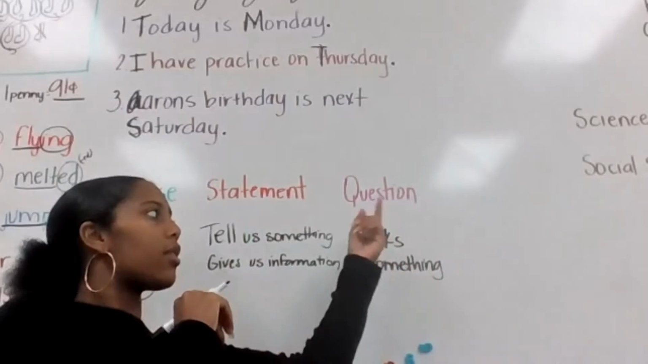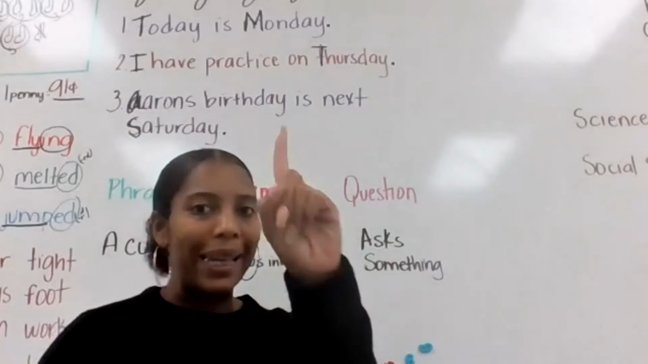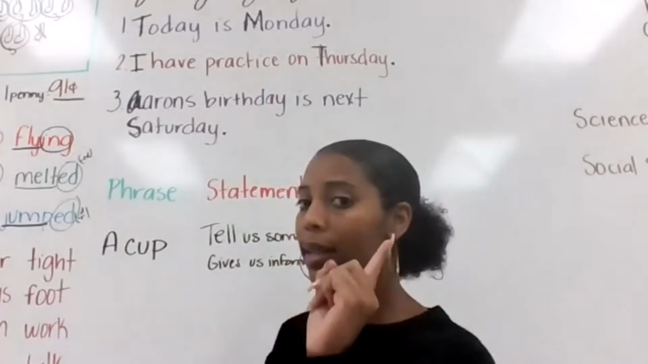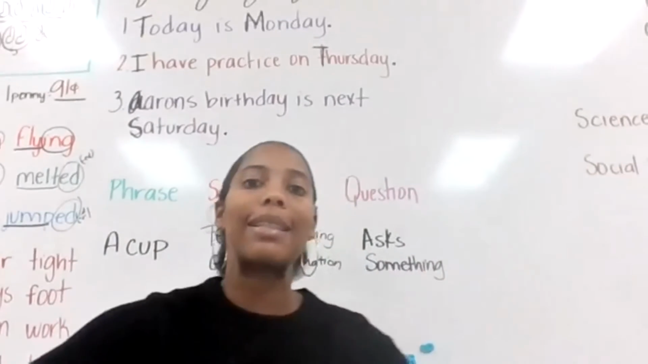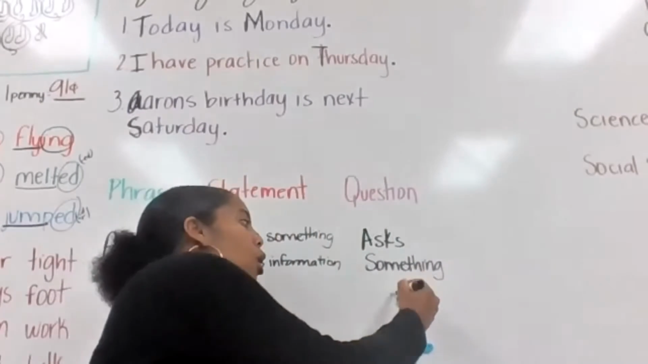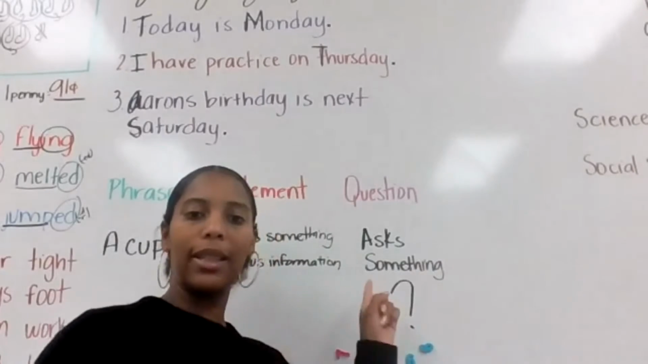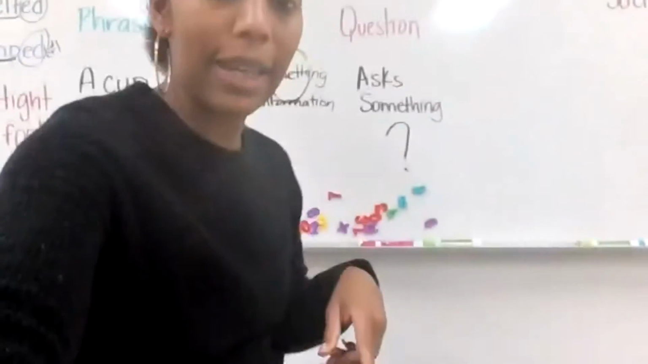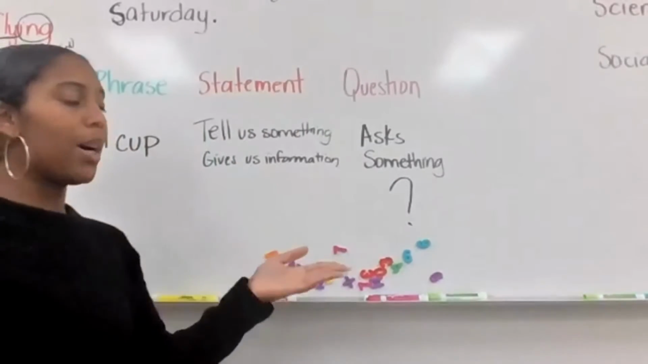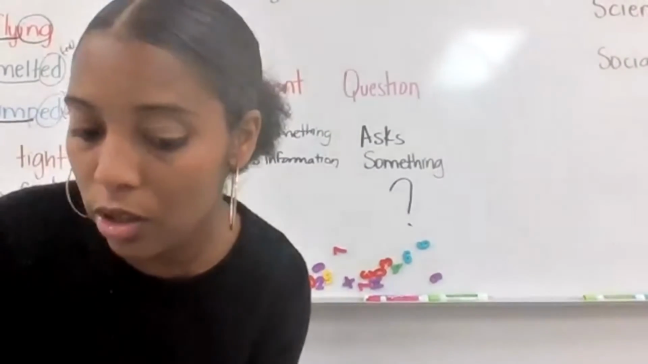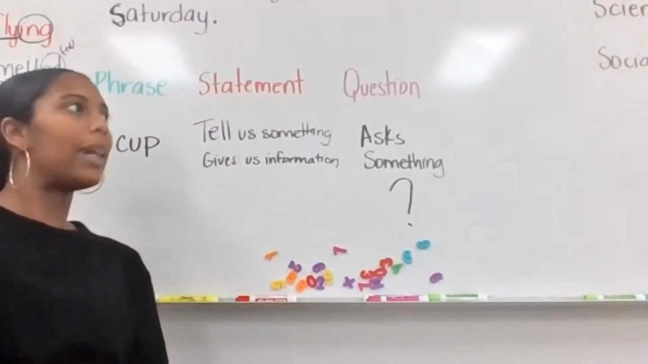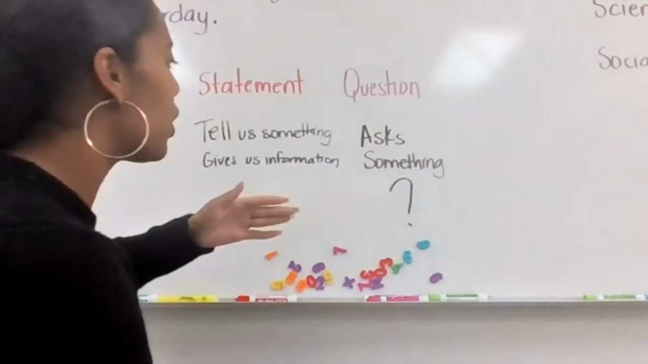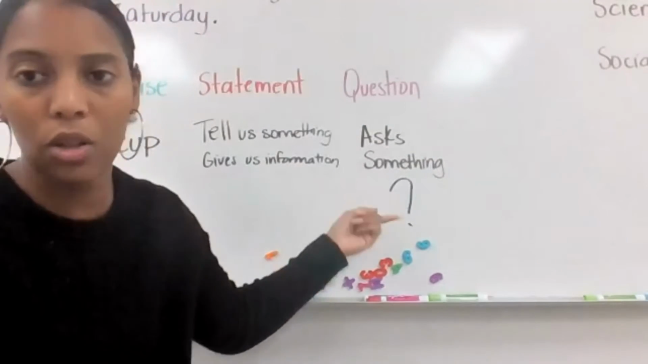All question sentences start with a capital letter, but they end differently. Question sentences do not end the same way as a statement. Question sentences end with what's called a question mark. Has anyone seen this symbol before, the question mark? Yes. Question sentences end with question marks. That's how we show that it's a question sentence. That's how we also identify that it's a question sentence. So in order for you to have a question sentence, it has to finish with that question mark.